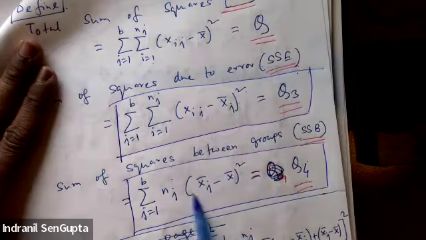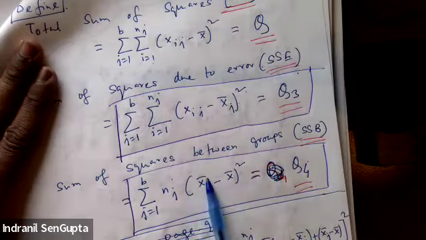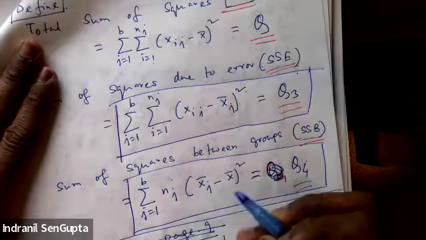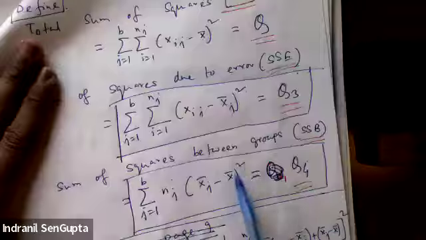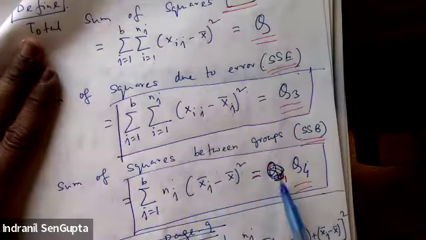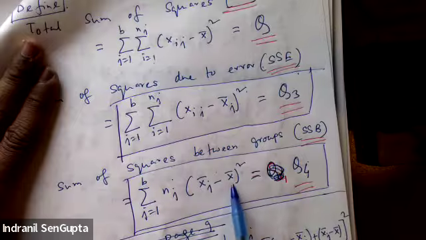Here Yj bar is the mean of a particular bucket. And then we computed the other one. This X double bar is the grand mean, the average of all those quantities. That is what we called X bar. And then it's multiplied by Nj. Remember that Nj was the number of elements of the jth bucket.